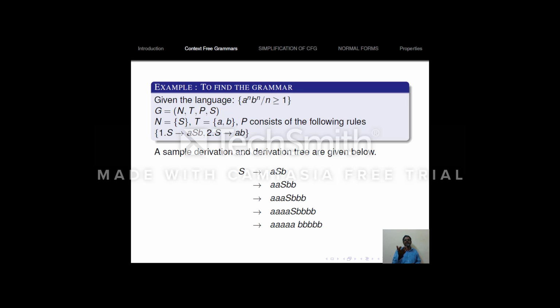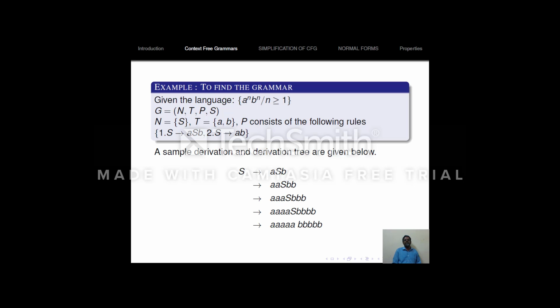They should be equal, because in fact the language given for our purpose is A power n, B power n. That is, this tells you that the number of A's which come sequentially on the left hand side should be equal to the number of B's which come after the completion of all the A's. So with common sense, we can easily derive the rules S goes to A S B, and another rule S goes to A B.